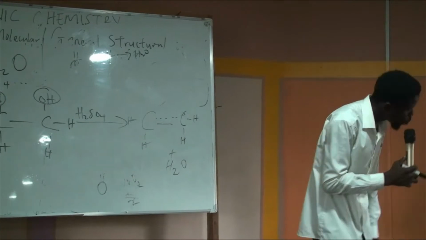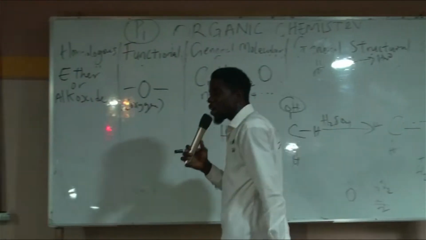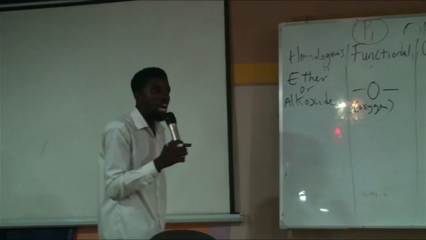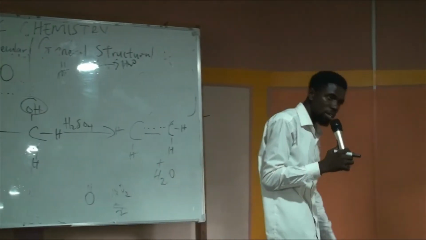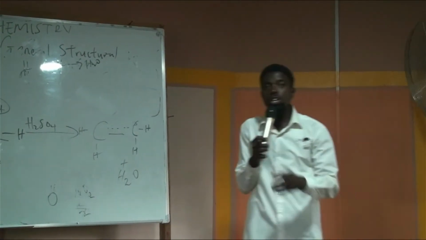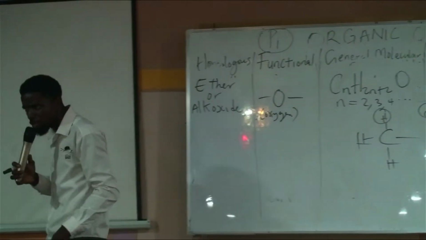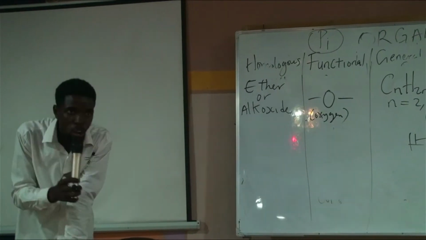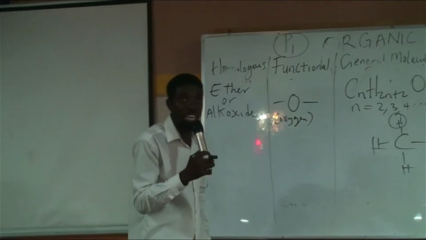Reaction between alkanol and excess concentrated sulfuric acid gives what? The corresponding alkene, is it not? On the other hand, if the alkanol is in excess, what will it give? An ether.